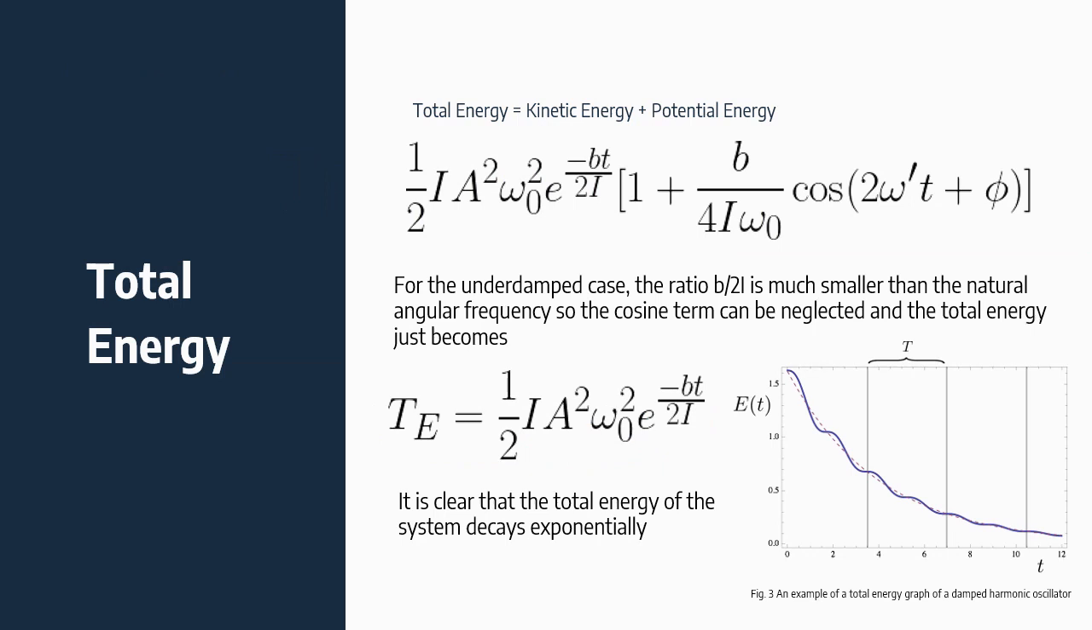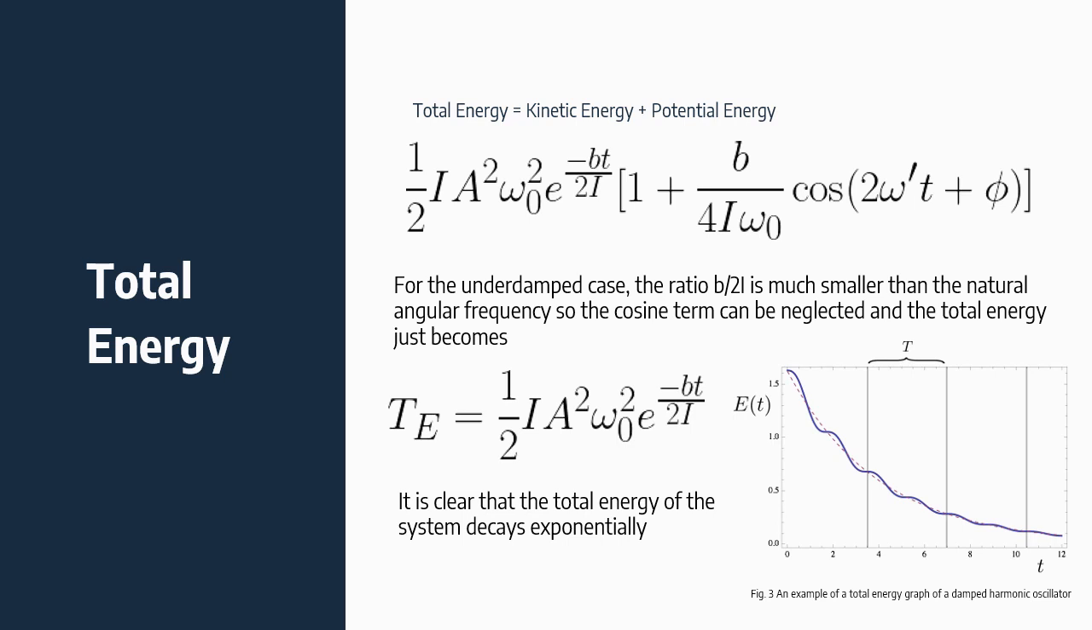So now let's look at the total energy of this oscillator. We know that total energy will be equal to kinetic energy plus potential energy, and we obtain this expression by a very standard derivation, putting in half m and differentiating the angular displacement, and substituting that into the equation. Then for the underdamped case, the ratio b on 2I is much smaller than the natural angular frequency, so the cosine term can just be neglected, and the total energy just becomes half I A squared omega naught squared, times the exponential term.